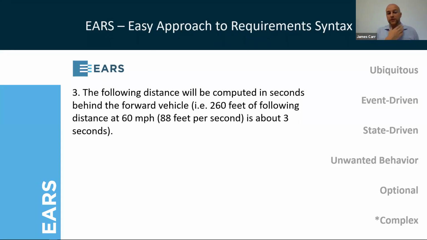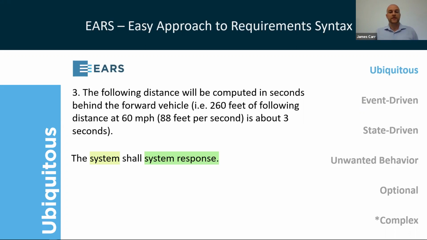So this is a ubiquitous requirement because it's just saying something that the system will do, and this is true of all time. It's always going to be calculating that distance in seconds. So we need to format this by the system shall and then the system response. So let's identify these in the document. We have the following distance, and we're talking about will be computed in seconds behind the forward vehicle.